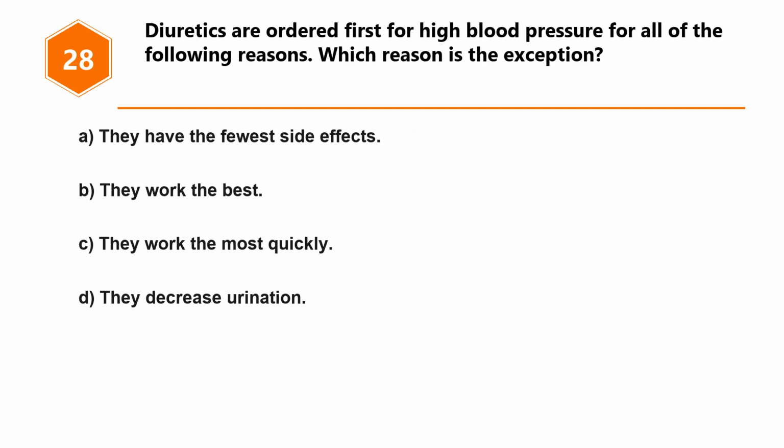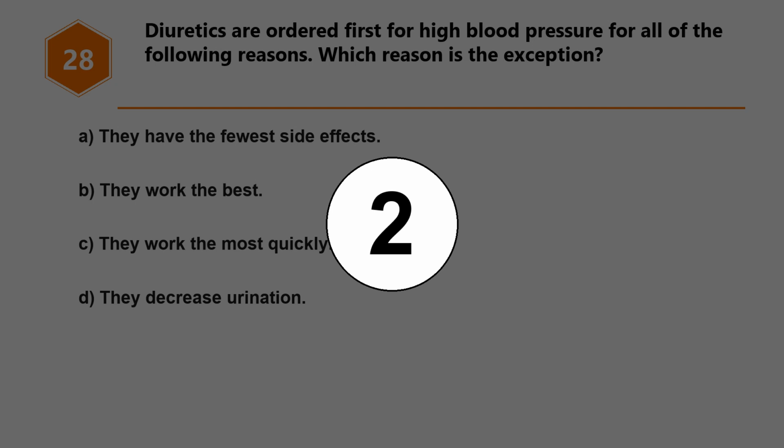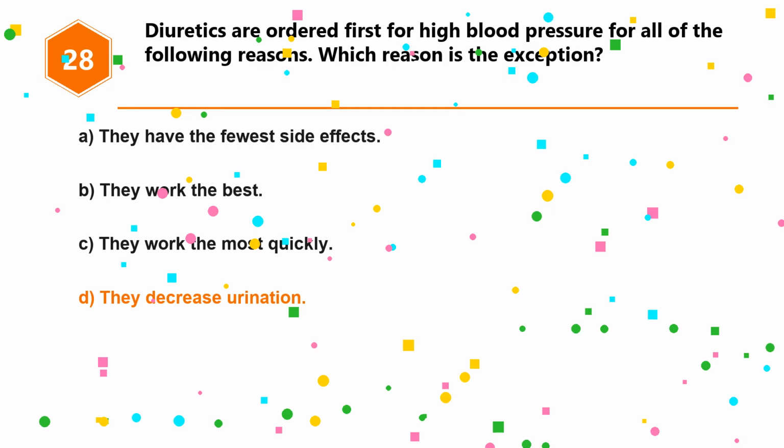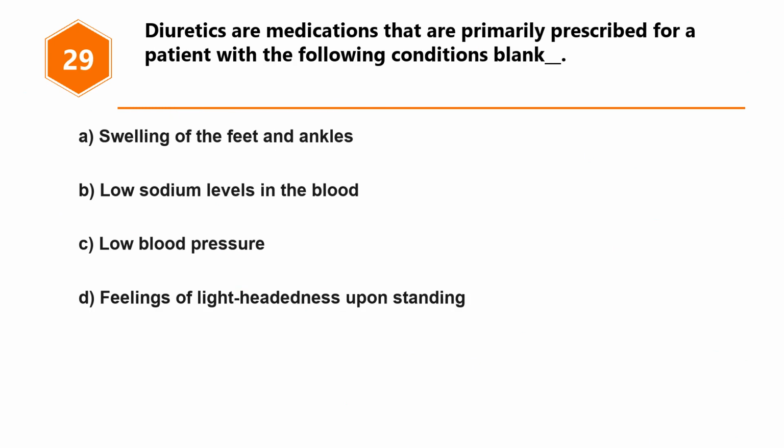Question 28. Diuretics are ordered first for high blood pressure for all of the following reasons. Which reason is the exception? Option A. They have the fewest side effects. Option B. They work the best. Option C. They work the most quickly. Option D. They decrease urination. The correct answer is option D. They decrease urination.